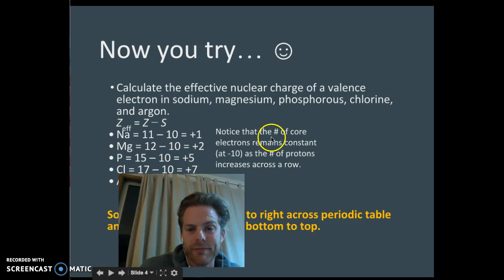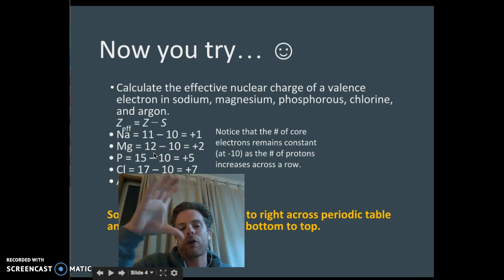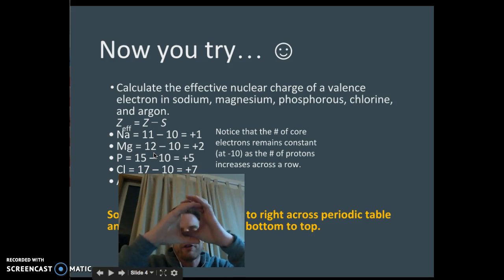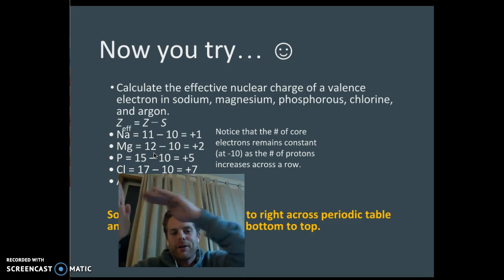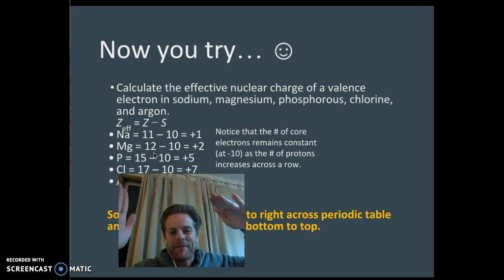Notice here that the number of core electrons remain constant. That's because the core is just that first energy level and that second energy level, or that 2 and that 8 as we're moving across the period. Across the period, right?